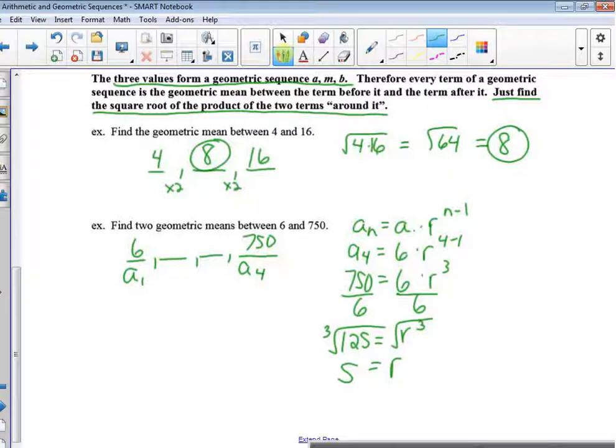So 6 times 5 is 30, and 30 times 5 is 150. So if you took 6 times 150 and took the square root of that, that would give you 30. If you took 30 times 750 and took the square root, that would give you 150. So the answers are 30 and 150. So you use that formula.